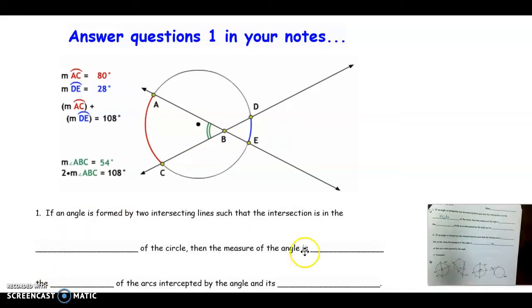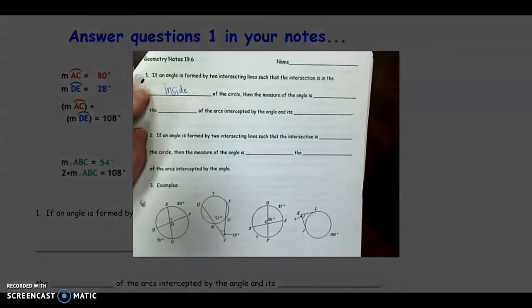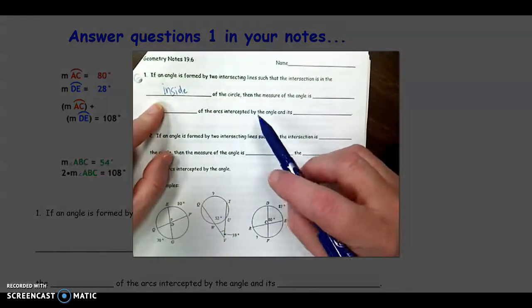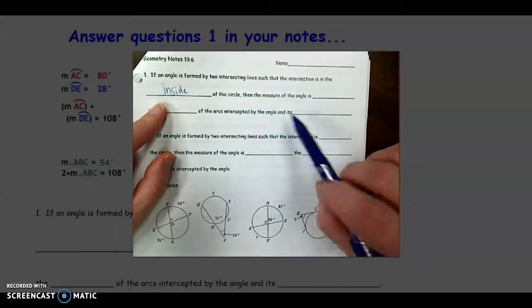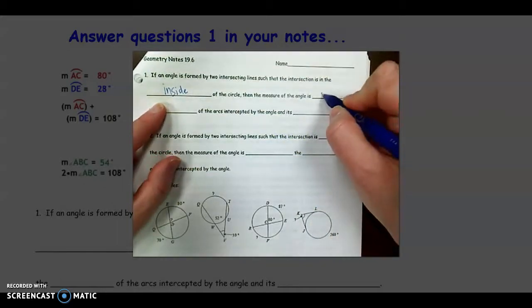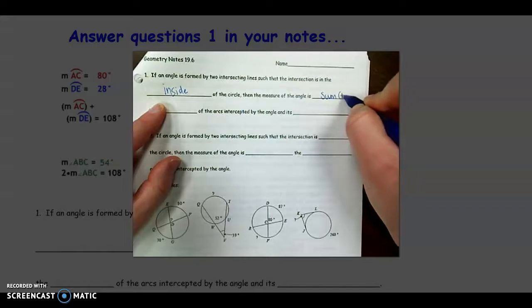Then the measure of the angle, remember, is half the sum of the arcs. Half the sum of the arcs intercepted by the angle you're finding and its vertical angle. So you have two different arcs to look at. So on your notes, you will have, if an angle is formed by two intersecting lines such that the intersection is inside of the circle, then the measure of the angle is the sum. Remember, that just means to add.